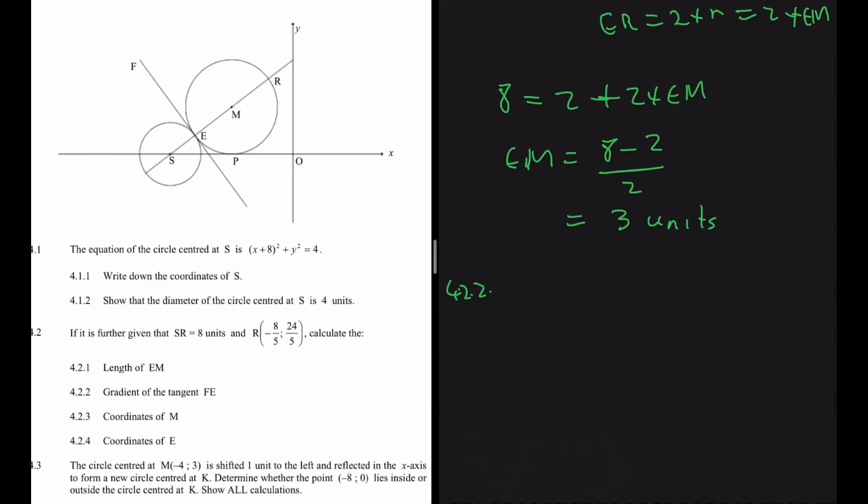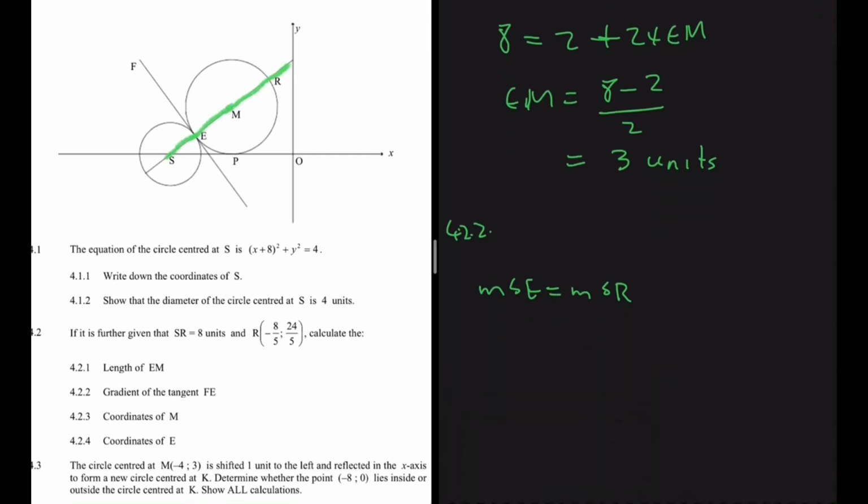So let's find the gradient of SE since we have coordinates S, right? But wait a minute, we don't have the coordinates of E. So how are we still going to find the gradient of SE? The gradient of SE will also be equal to the gradient of SR because it is one straight line from S to E to M to R, right? So the gradient on that line is the same. So we can just use SR to find the gradient of SE.